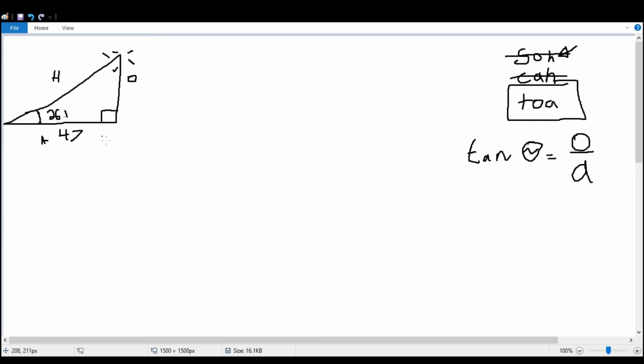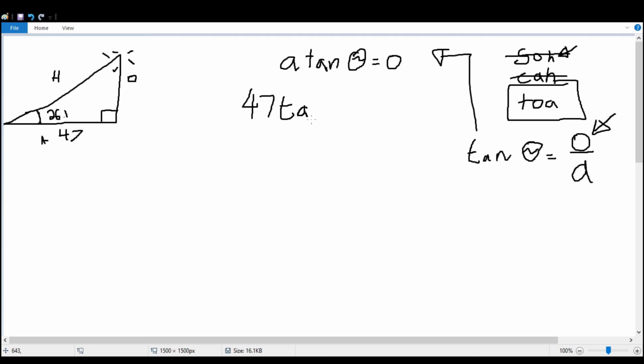We actually have our adjacent, which is 47. So we have a 47 here. But we're actually just interested in solving for the opposite. So we could take this over here, right? And what we're going to do is essentially just multiply it by the adjacent. So we have the adjacent multiplied by whatever the tangent of the angle is going to give us the length of our opposite. So that will give us the height of the firework. So essentially we have 47 times tangent of the angle 26.1.